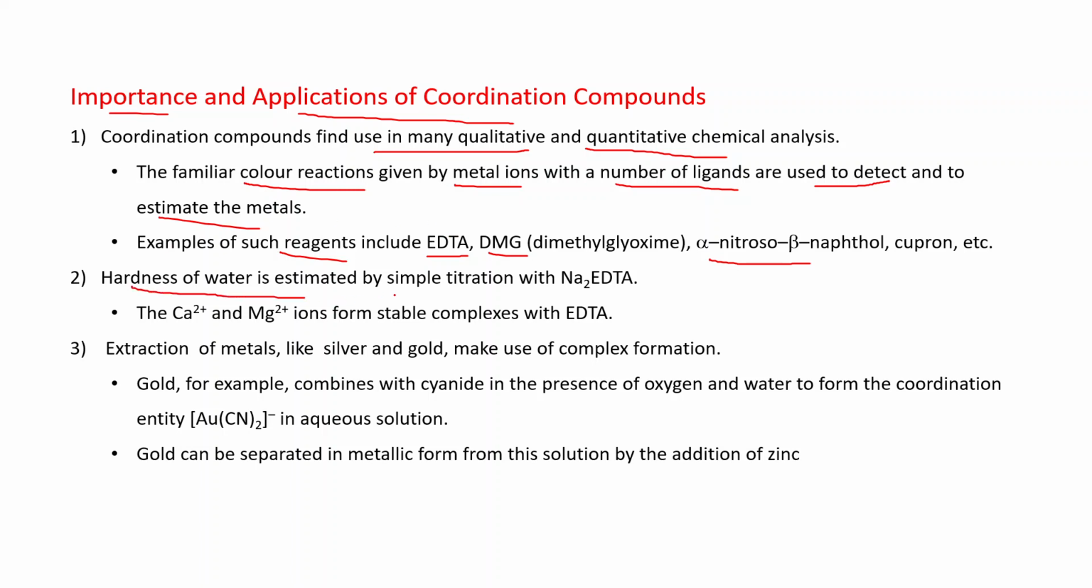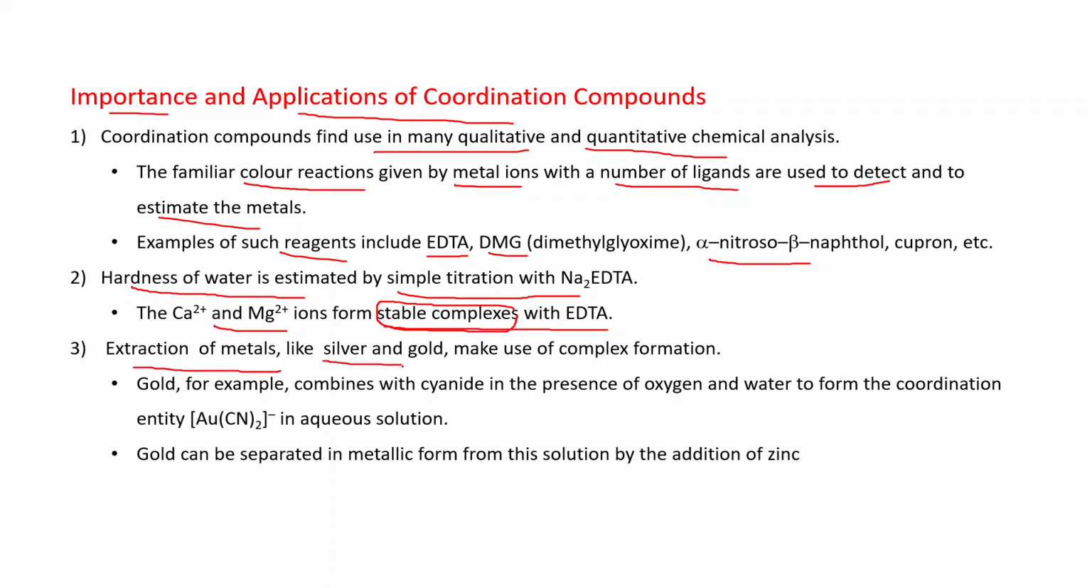Hardness of water is estimated by simple titration with Na2EDTA. As we know, hard water contains calcium and magnesium ions. These calcium and magnesium ions form stable complexes with EDTA, and the concentration of these stable complexes can be determined by titration. In this way, we can find out the hardness of water.